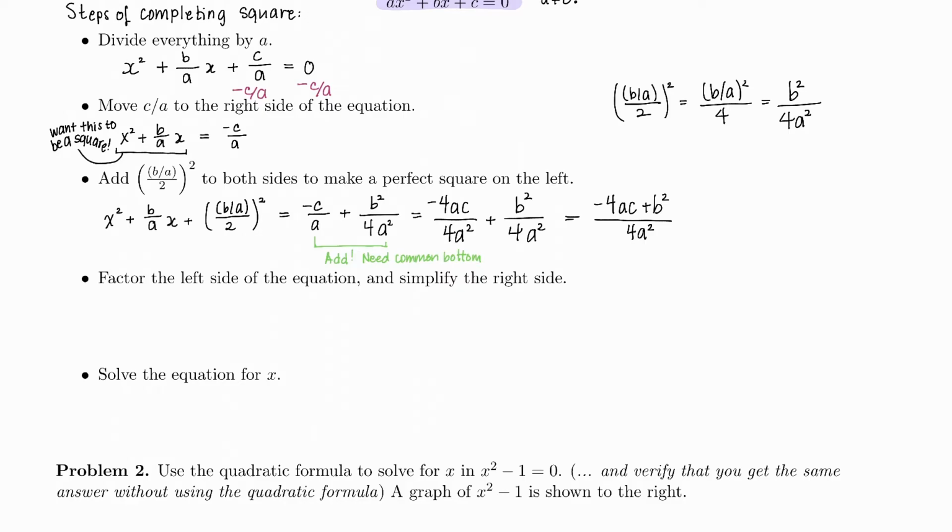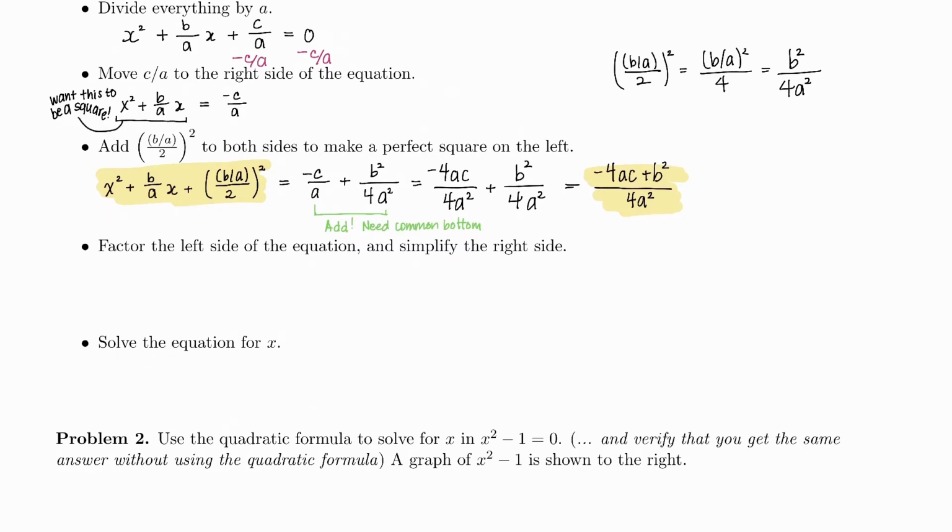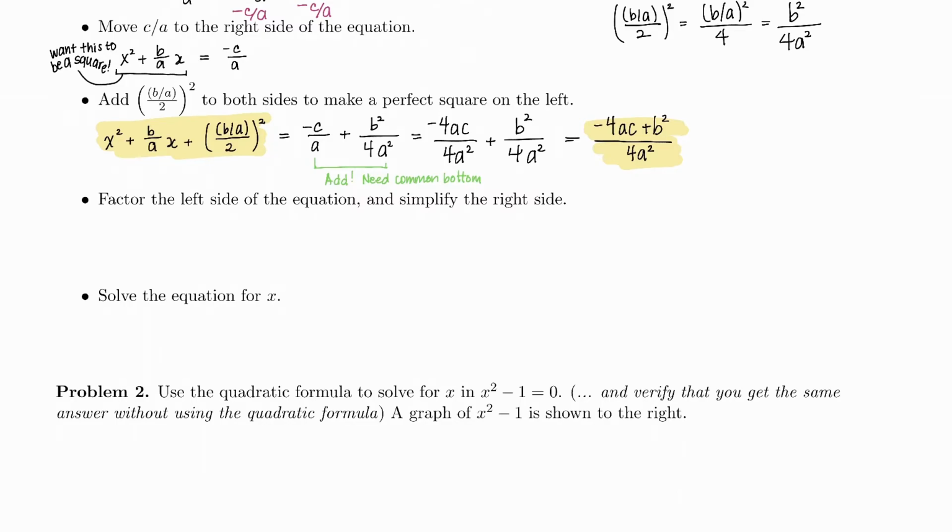This is maybe a little confusing because of the way I've written it. On the left-hand side of my equation, I have x squared plus b over a x plus b over a divided by 2 squared. On the right side, I have negative 4ac plus b squared over 4a squared. The next step says to factor the left side of the equation and simplify the right side. I maybe got a little ahead of myself and already simplified the right side, which is in green, and that was the common denominator work.